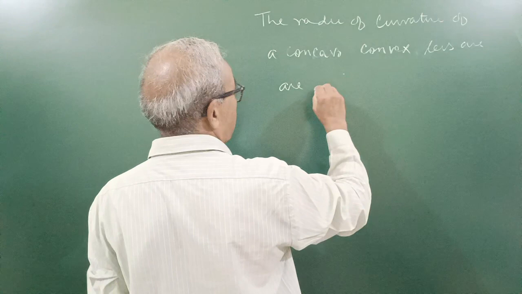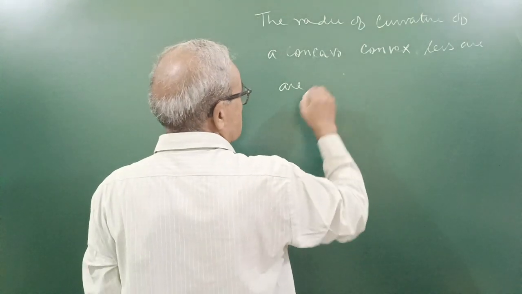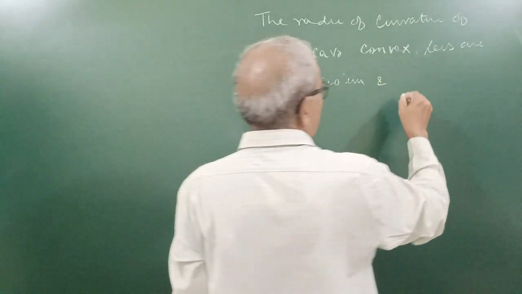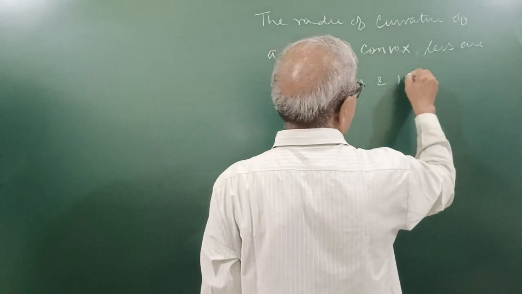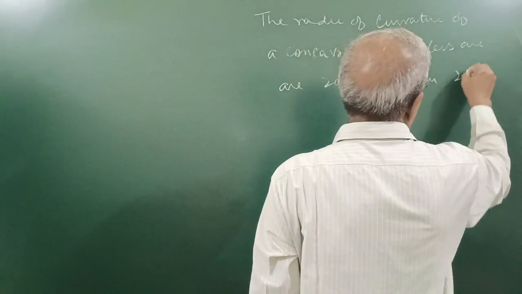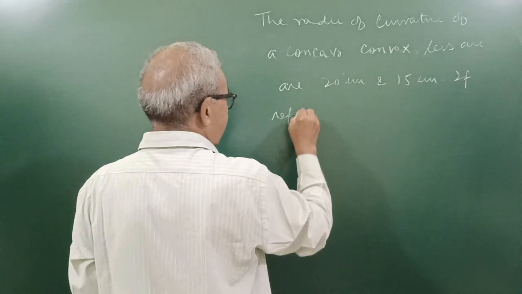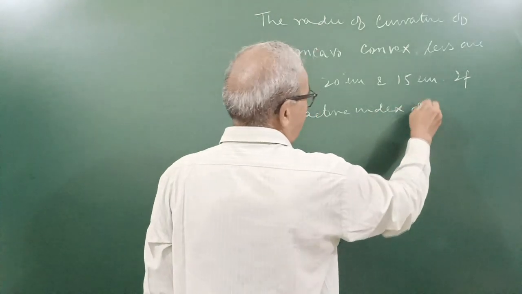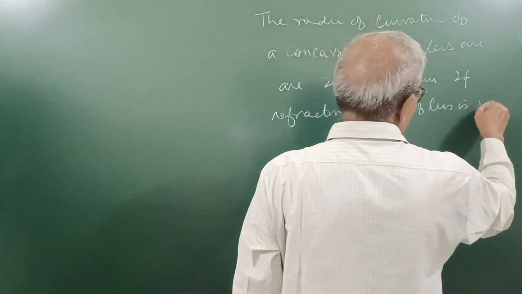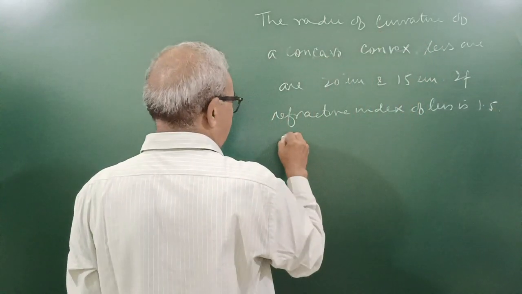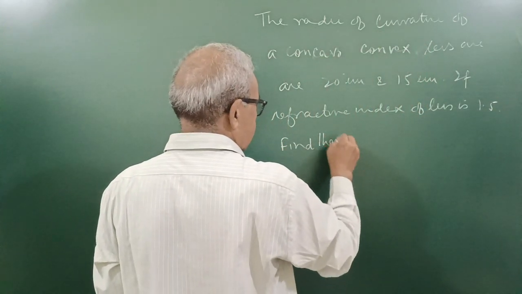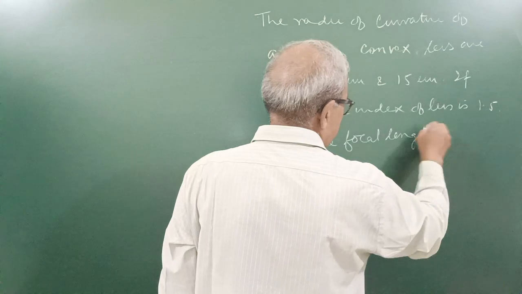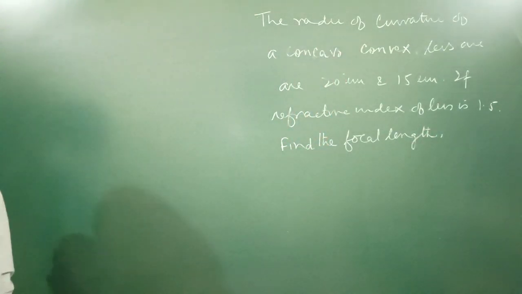Suppose twenty centimeter and 15 centimeter. If the refractive index of the lens is 1.5, find the focal length. Find the focal length.